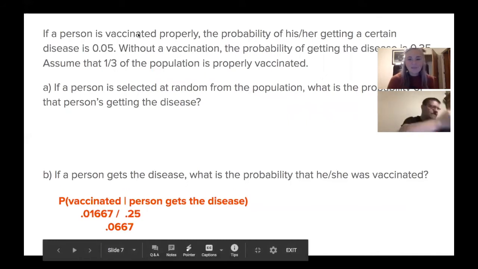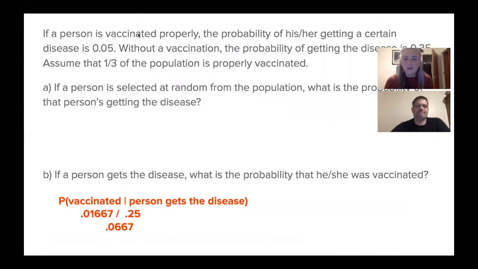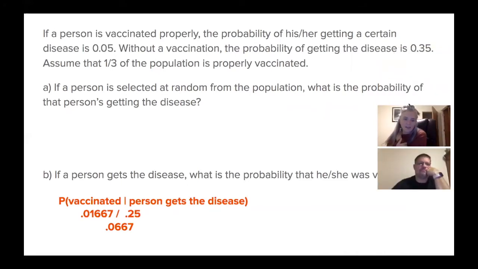If a person is vaccinated properly, the probability of his or her getting a certain disease is 0.05. Without a vaccination, the probability of getting the disease is 0.35. Assume that a third of the population is properly vaccinated. Okay, so now we're going to get some wonky statistics. I would pause right now in this video and reread that and process those words. When I decided on this problem, I actually had to work it twice. That's why I decided on it.